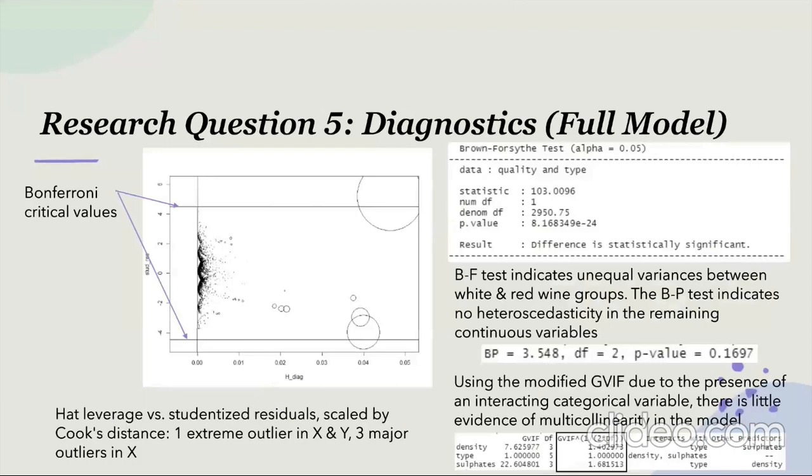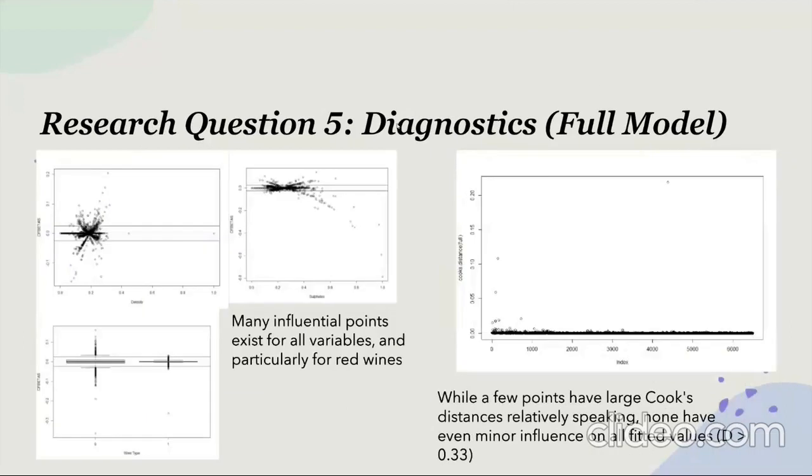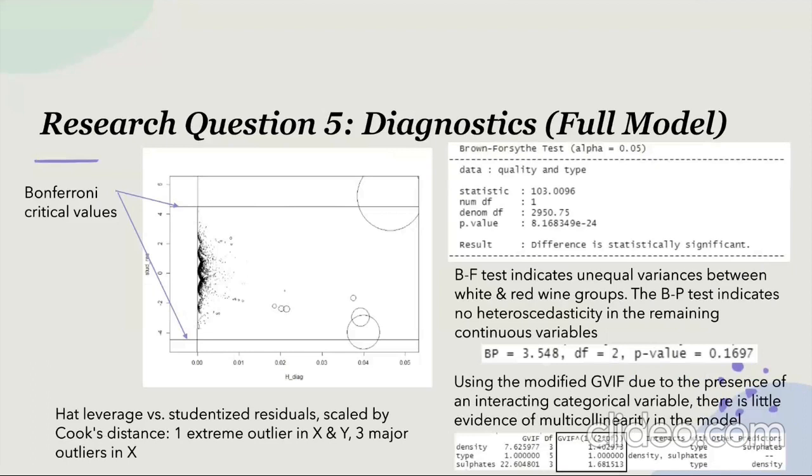Next, the graph on the left is a plot of hat leverage on the x-axis and studentized deleted residuals on the y-axis, with each data point scaled by its Cook's distance. From what we can see, there's one extreme outlier in both x and y, on the top right, and on the bottom right there are 3 major outliers in x.